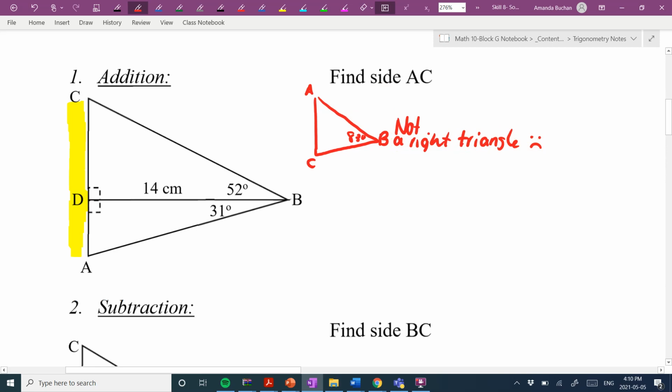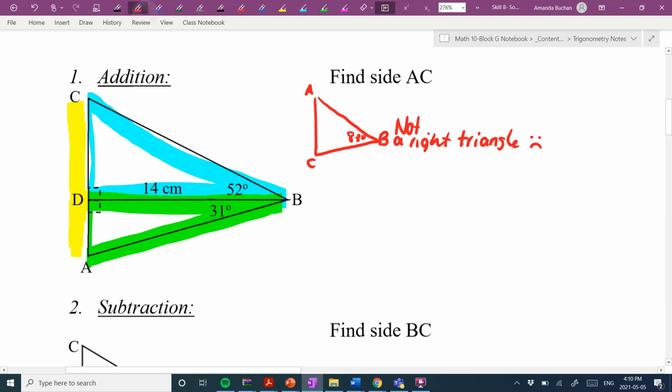That means that none of the rules that we've been talking about will work to help us solve for side AC. But what we can do, because we do know that this can be split up into two smaller triangles, is we can split it up, and that gives us two smaller triangles. So we'll have triangle CDB, and we'll have triangle ADB.